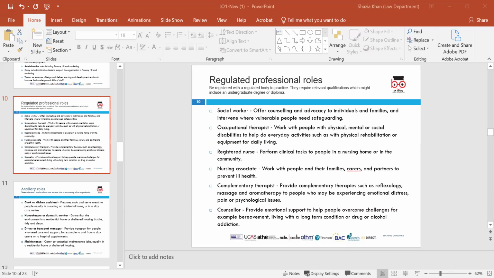Then you've got a counsellor who is there to support the individual. Counsellors can work in the care profession, health service, community centres. They give the opportunity to talk through feelings, listen to people, and encourage people to cope with any sort of challenges. So these are the regulated professional roles within the health and social care profession.